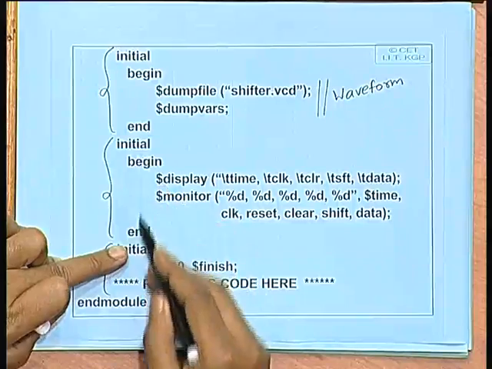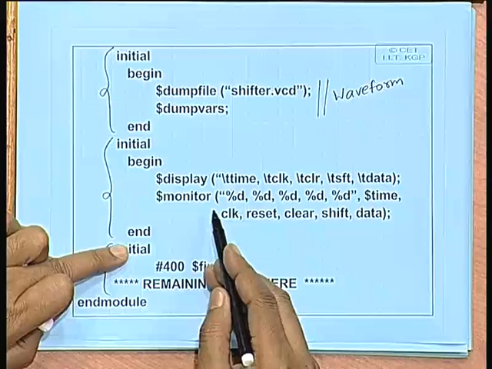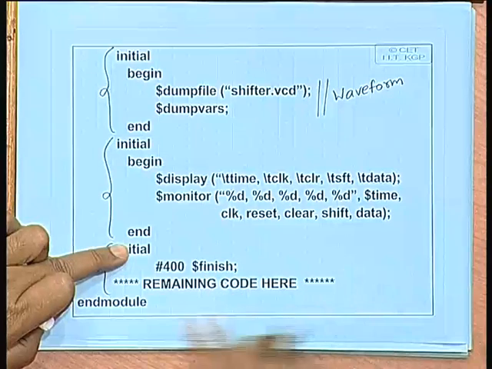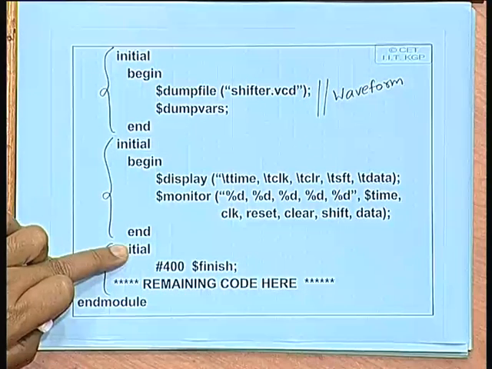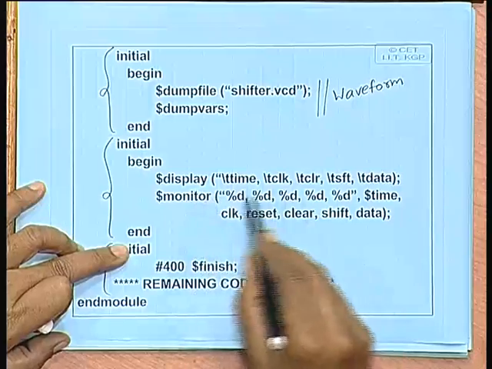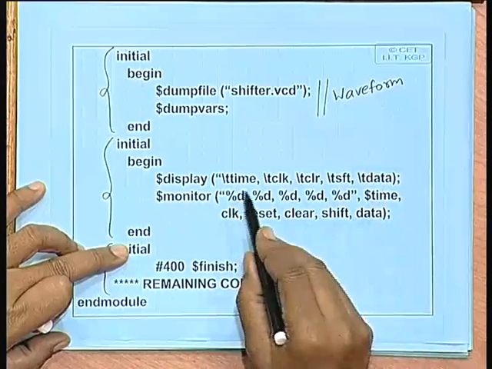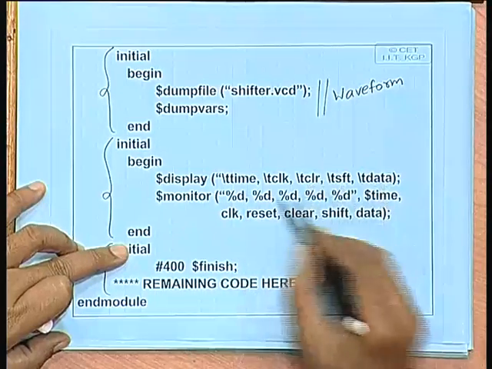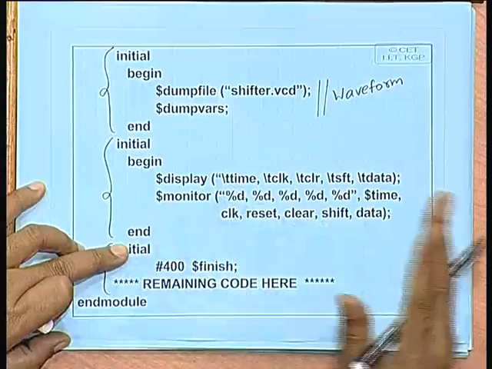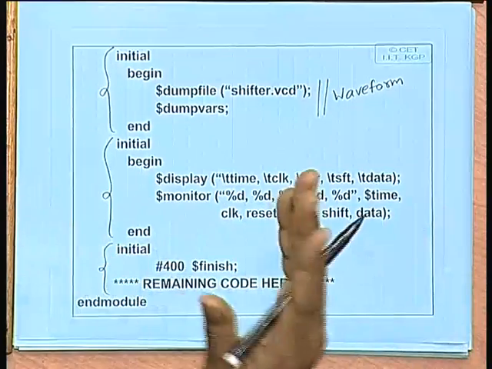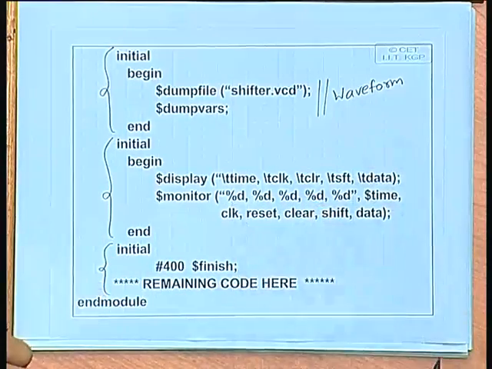Now, in the next initial block, you are actually displaying the input and output of all the signals you want to see on the screen. The first display command is like a header, you are printing a header: time, CLK, CLR, SFT, data. \t is a tab. Using tab, you properly display it in a tabular form.